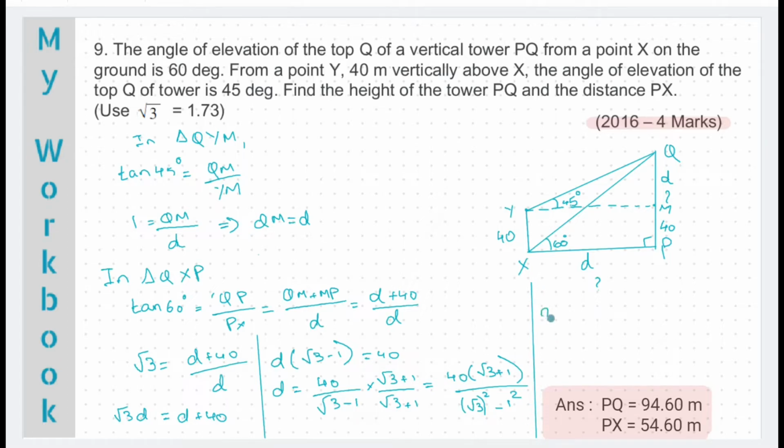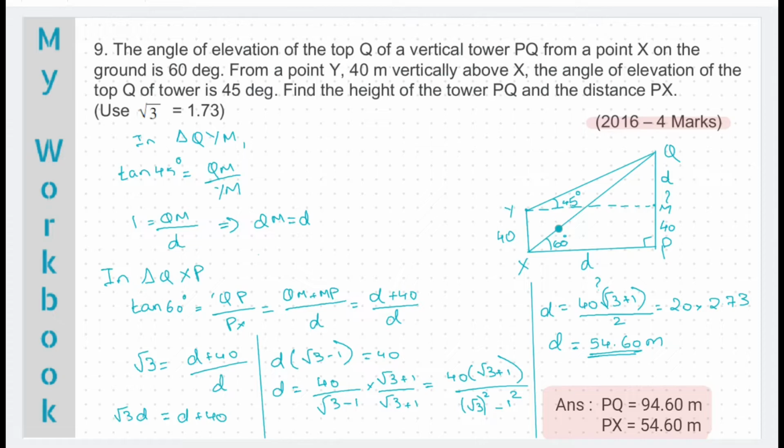So you have d as 40 into root 3 plus 1 divided by 2, which is 20 into root 3 plus 1. If we choose root 3 as 1.73, it will be 1.73 plus 1, so 2.73. D will be 54.60 meters. Now we have found the distance PX.